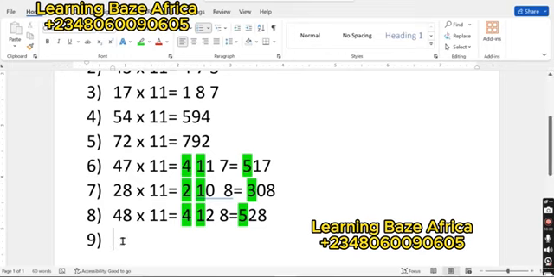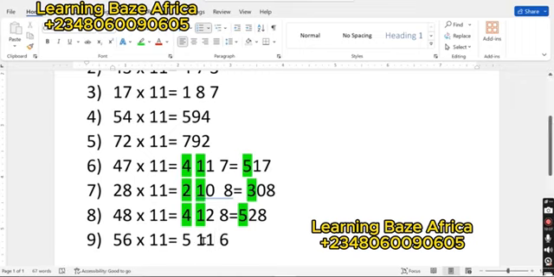Now, the next one. What if you also have 56 times 11? Write down the first digits and the second digits. Leave a space in between. Then add 5 and 6 together. When you add 5 and 6 together, you will have 11 at the middle.